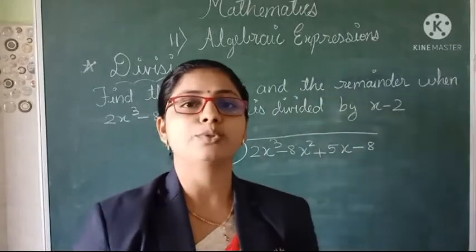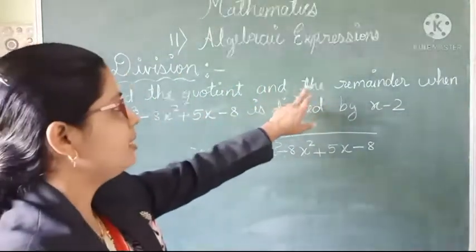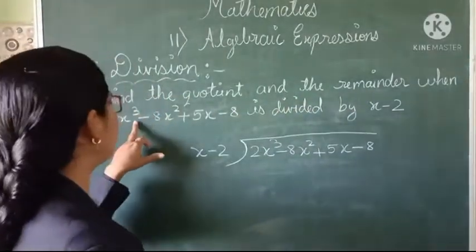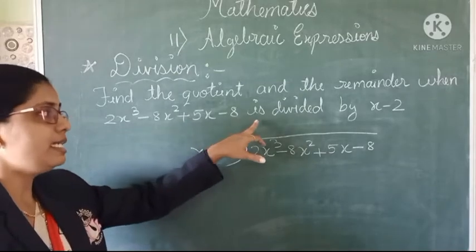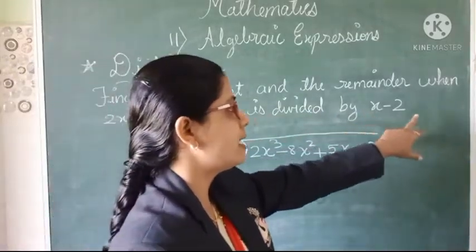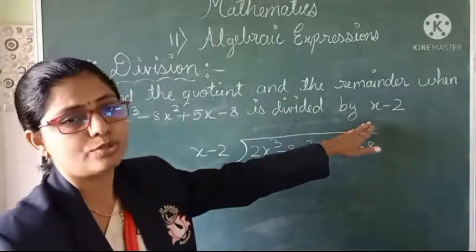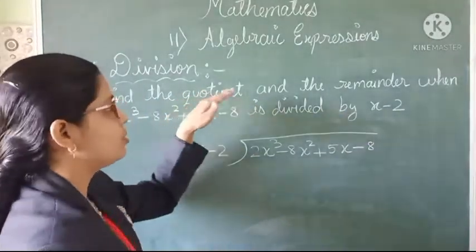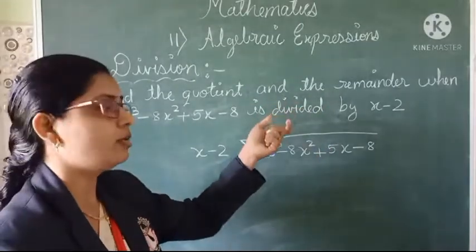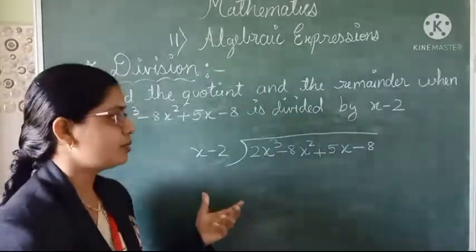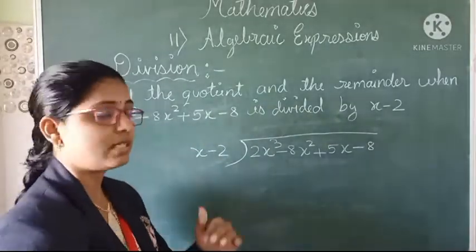Now let us go through the next example. Find the quotient and the remainder when 2x cubed minus 8x square plus 5x minus 8 is divided by x minus 2. When this is divided by x minus 2, then what will be the quotient and remainder? If there is a remainder, you have to write it also. Then find out. How will you find out? Already we know the method. So we will go step by step.